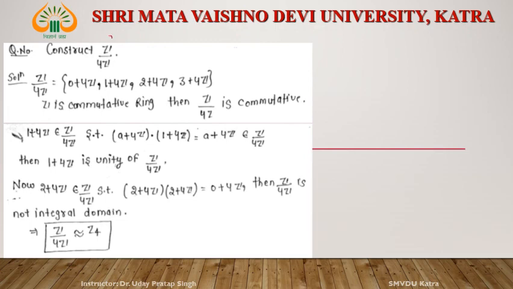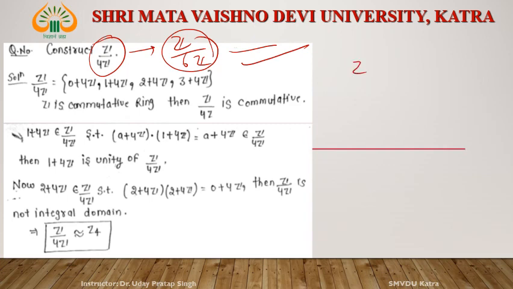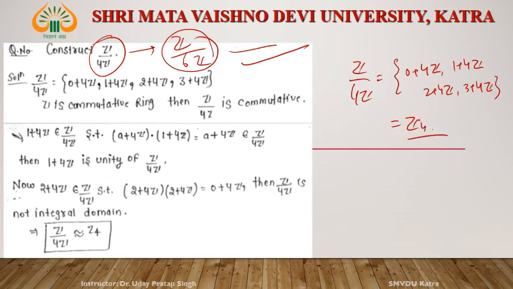Now construct Z by 4Z, similar to Z by 6Z. I think we already explained Z by 4Z in our previous lecture also. It is 0 plus 4Z, 1 plus 4Z, 2 plus 4Z and 3 plus 4Z, and this is nothing but Z4.